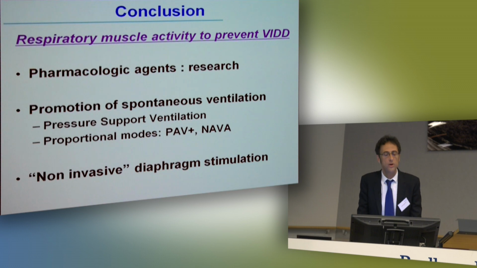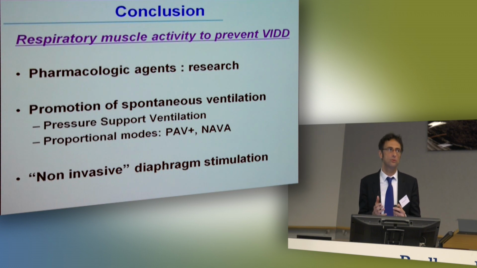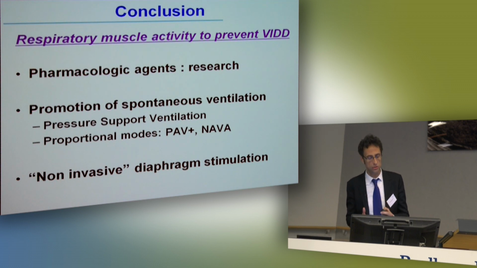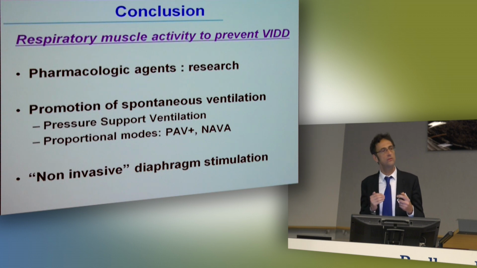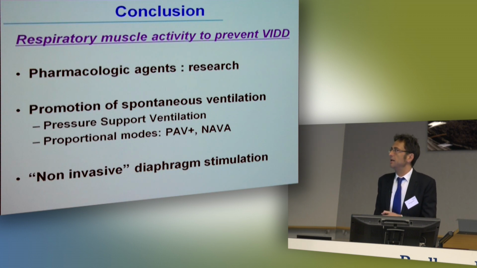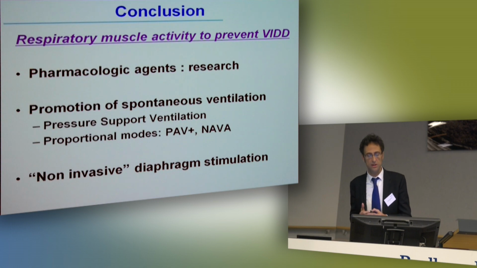So in conclusion, preserve respiratory muscle activity to prevent ventilator-induced dysfunction. There are a lot of pharmacologic agents. They have been evaluated in animals, but to date, none has been evaluated in humans in a large study. So the only tool we have is to promote spontaneous ventilation using pressure support as soon as possible. It's not dangerous. And also to use proportional modes that could help us to adjust the level of assistance. And in the future, maybe we could have non-invasive diaphragm stimulation that could also prevent ventilator-induced diaphragm dysfunction.